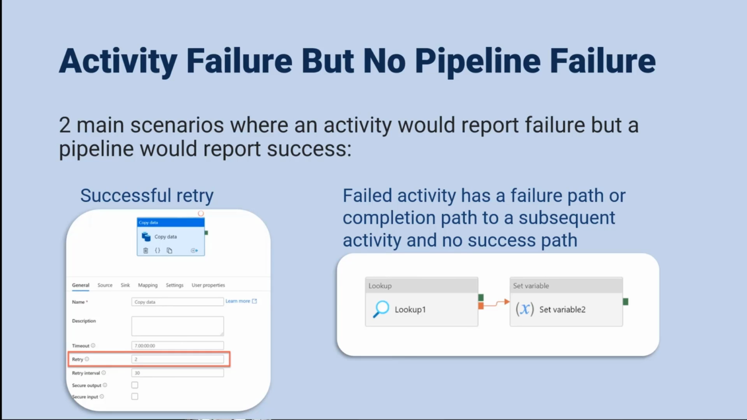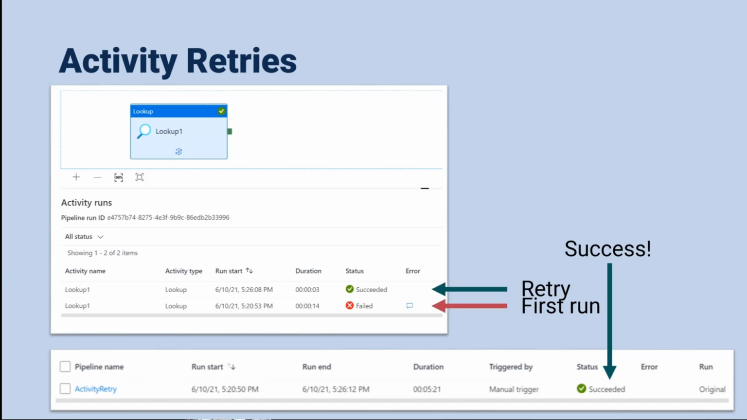Second, if you have a try-catch pattern where an earlier activity fails and it has a failure or completion path, but no success path, the pipeline would show success. This is a bit different from other ETL tools that you may have used, so this catches several people. I'll spend what's left of my time going over these two situations.